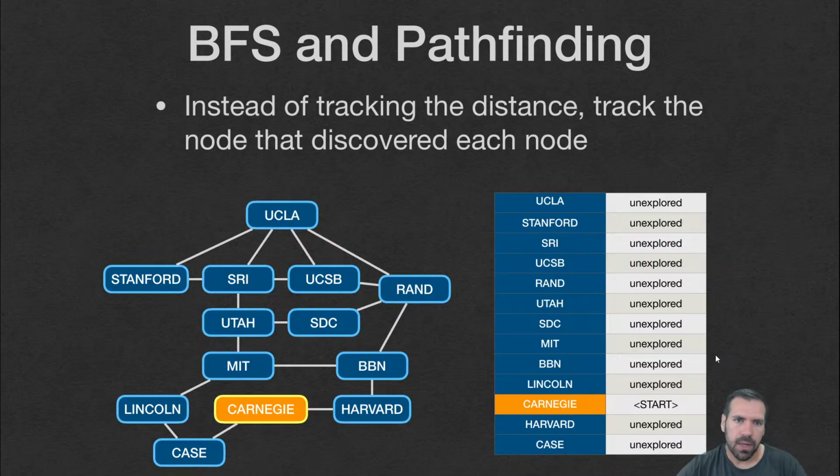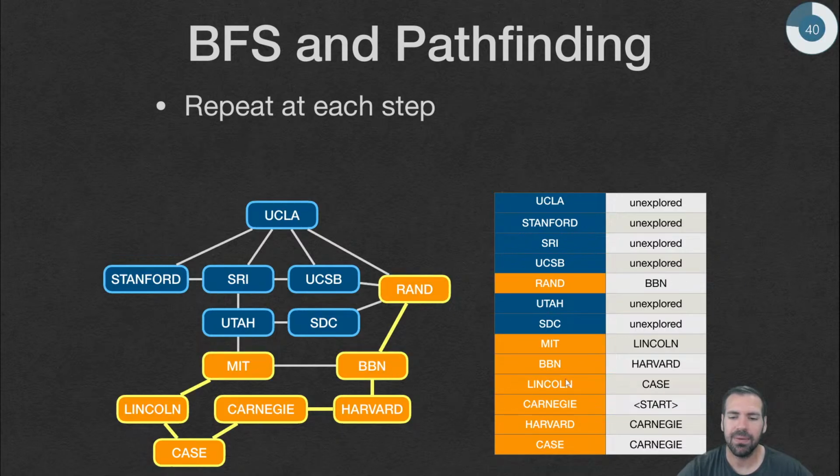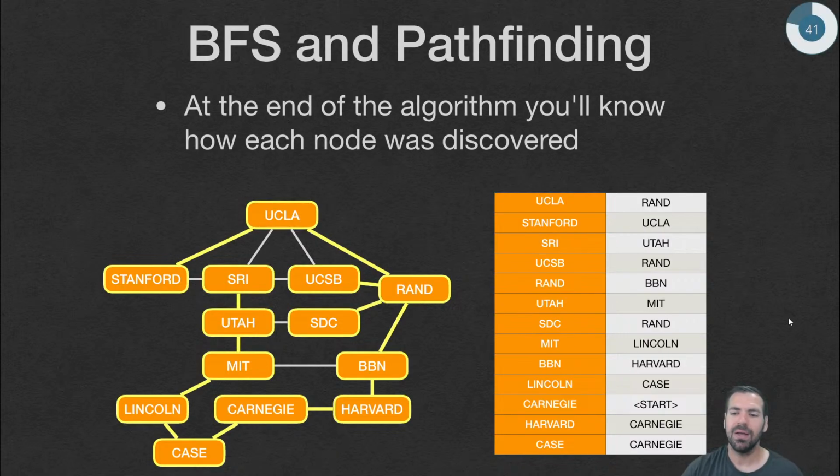Okay, so now each time we explore a node, I'm not going to go through the whole thing and explain everything again, but this is the one change. Each node is going to remember the node that discovered it. So Harvard was discovered by Carnegie. BBN was discovered by Harvard. MIT was discovered by Lincoln. RAND was discovered by BBN, etc., etc. So every single node is going to remember the node that was used to discover it, not its distance anymore.